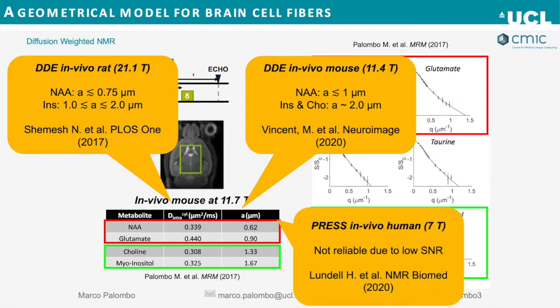Finally, very recently, experiments performed by Lundell and co-workers suggest that the SNR in human experiments may not be good enough to allow a reliable estimation of the fiber size. So if we want to translate this approach in vivo into human, some more work for optimizing the sequence and the acquisition is needed.